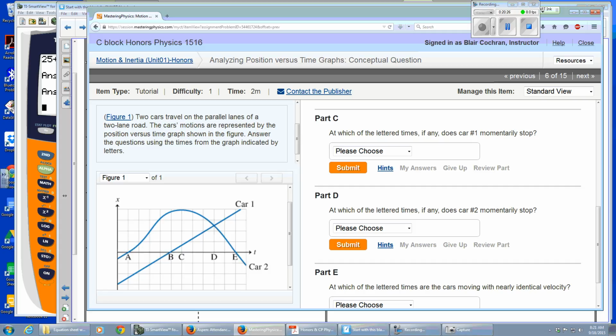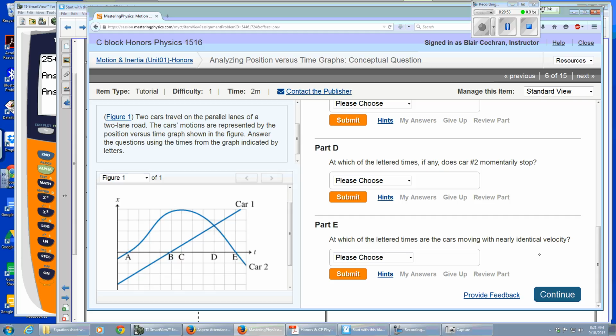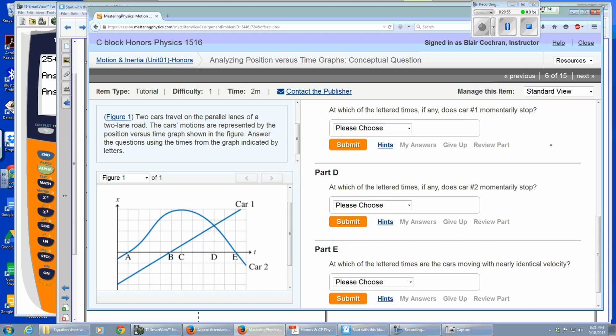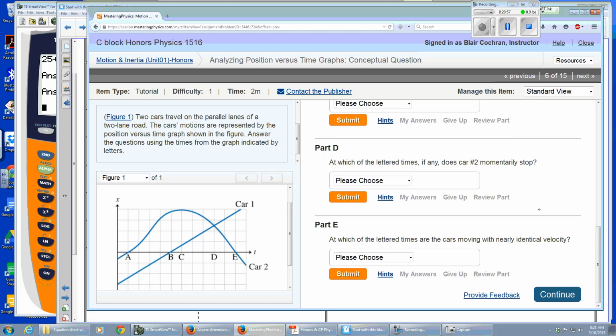At which of the letter times, if any, does car number 2 momentarily stop? Oh, number 1, does number 1 ever stop? No, it's actually constant motion, right? It's car number 2 that has a changing motion, which we'll deal with in the next unit. I went back and forth on whether to give you this one, but I decided to stretch you a little bit. So for C and D, we're looking at 0 slope.